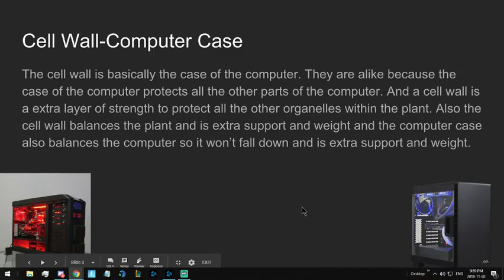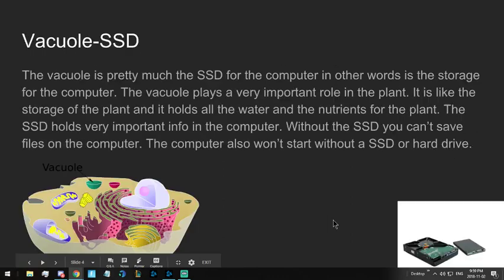So then there's a cell wall, which would act as the computer case. The cell wall is basically the case of the computer. They're very much alike because the case of the computer protects all the other parts of the computer, and the cell wall is an extra layer of strength to protect all the other organelles within the plant. Also, the cell wall balances the plant and is extra support and weight, and the computer case also balances the computer so it won't fall down and is extra support and weight.